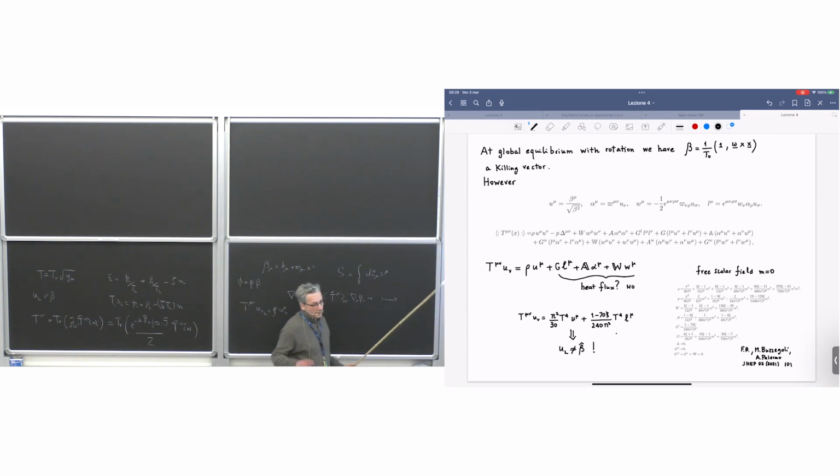Now, just to refer to a question of yours, is it a heat flux? So in general, these terms are not vanishing. Well, can this be interpreted as a heat flux? Well, I would say no, because that does not imply any dissipation. Although, it is a non-vanishing longitudinal component of T mu nu U nu.